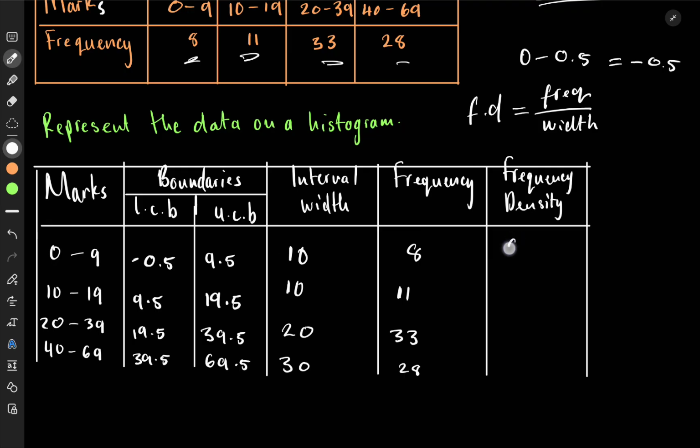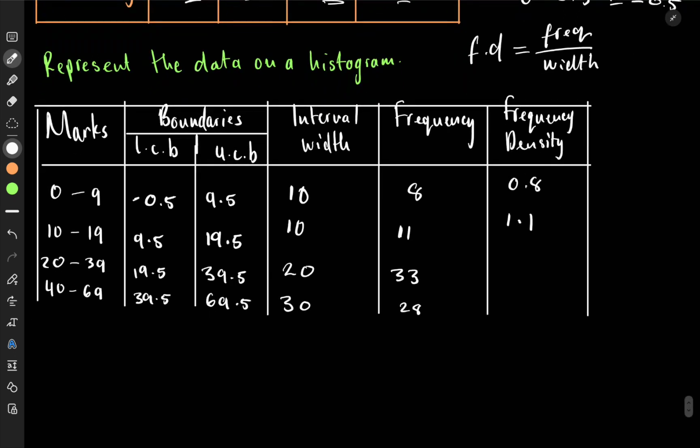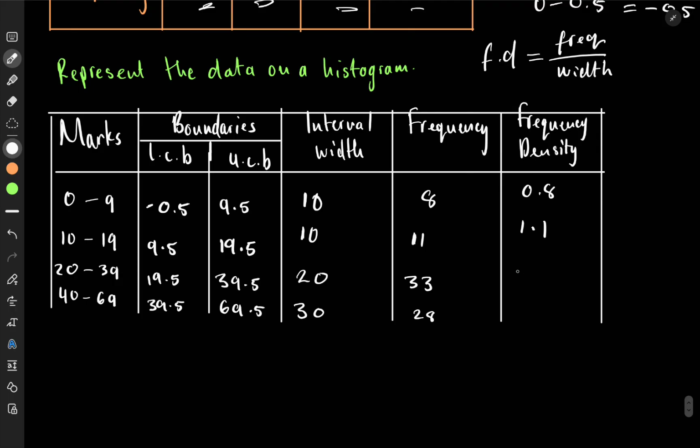So you'd say how much, that's frequency over the width. It'll be 8 over 10, you'd get 0.8. Then you say 11 over 10, you get 1.1. Then you get 33 over 20. You can be calculating on your own, I'm just recording the answers for this one. So you'd say 33 over 20 and you'd get 1.65. Then the last one is 28 over 30. For this one, you'd get something that is recurring, 0.933 and so on.